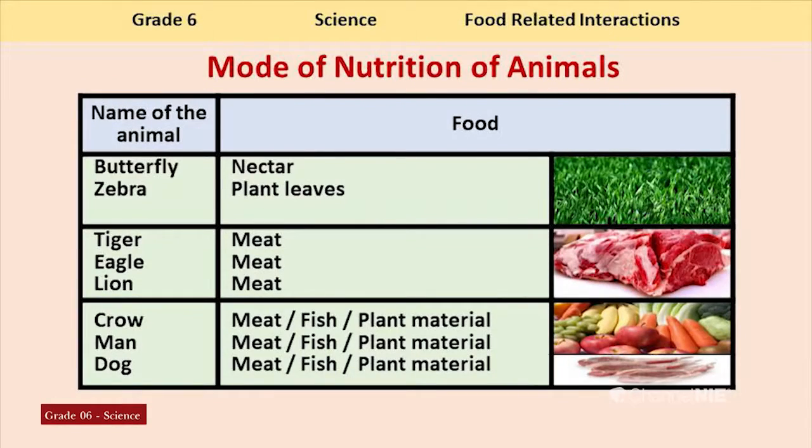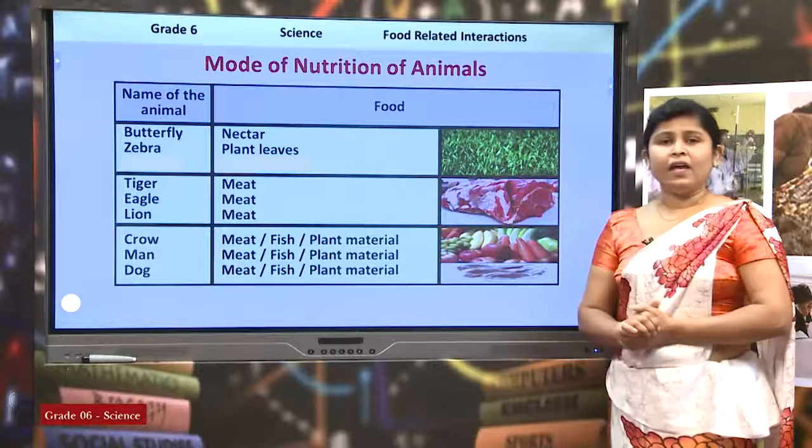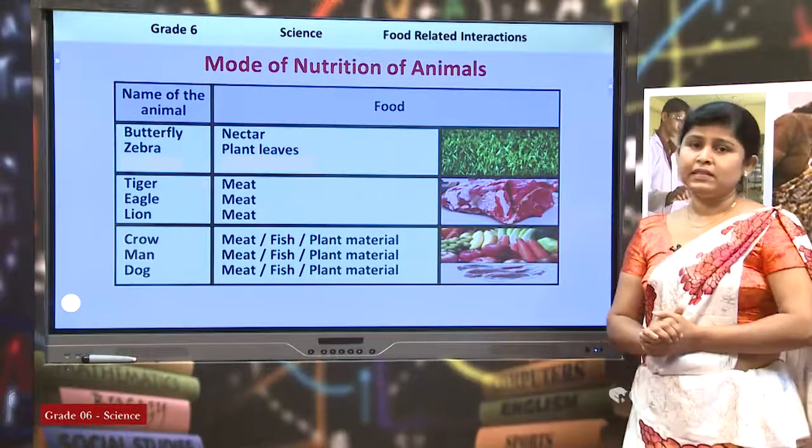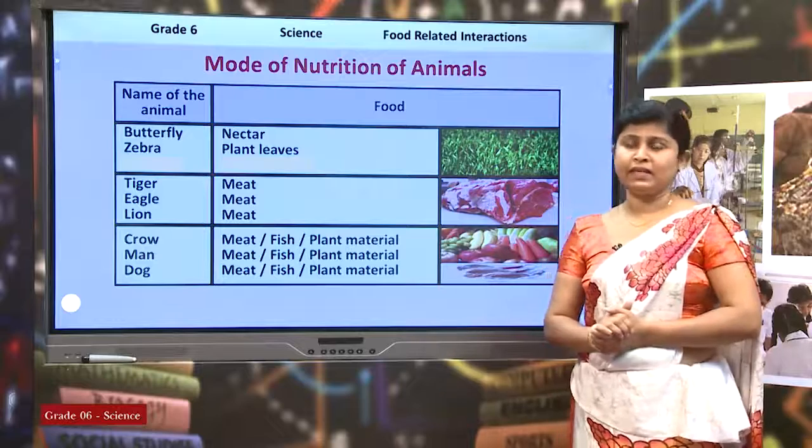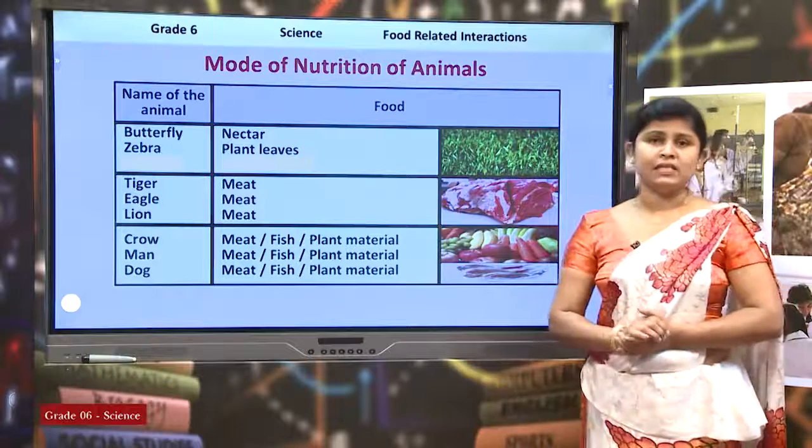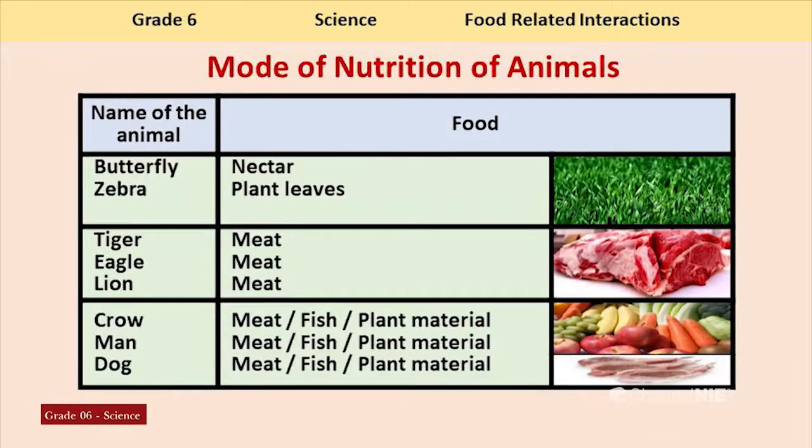Mode of nutrition of animals. I have given you a table. The table has two columns in it. In the first column, you can see the names of the animals, and in the second column, the food taken by the animals are indicated. Let's see one by one.